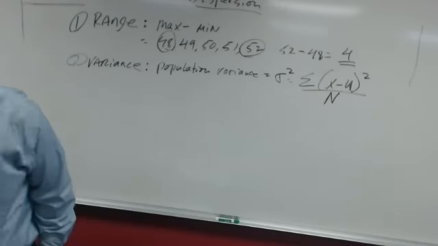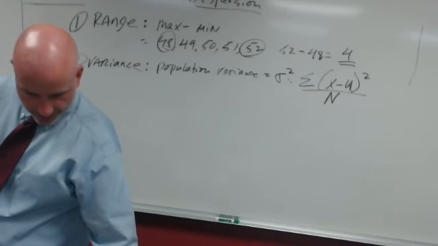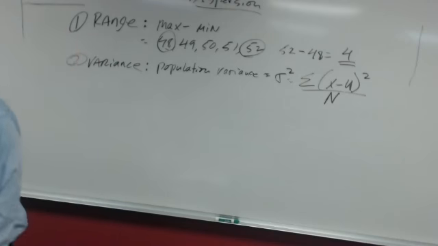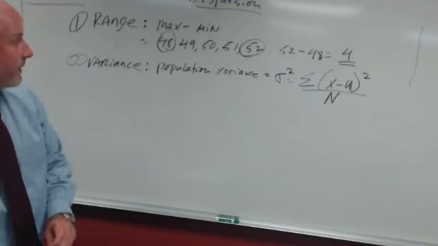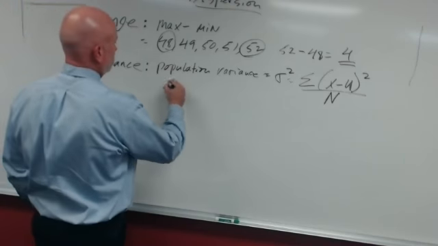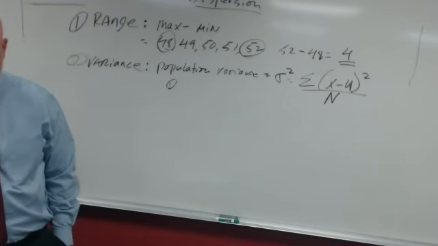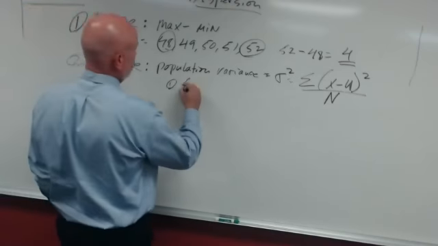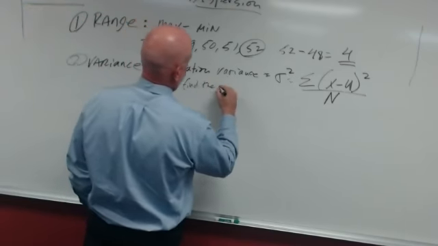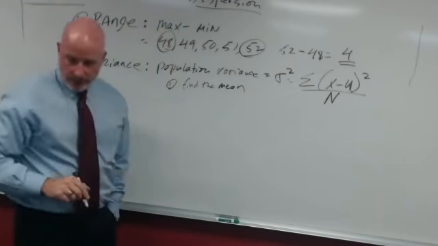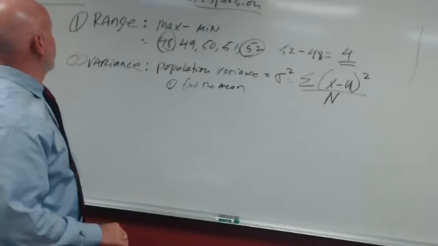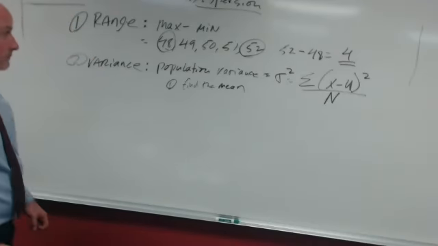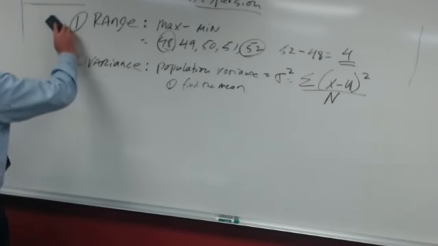Let me give you another example. What's step one for solving? Find your population mean. Okay, so we are going to give an example: citations per month. Are we done with the range?